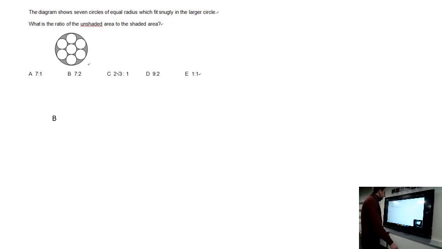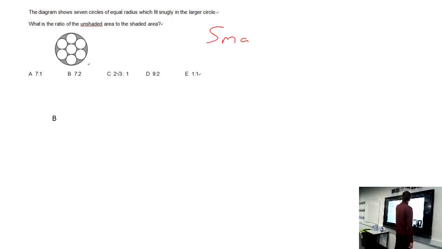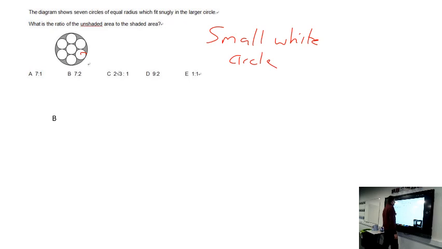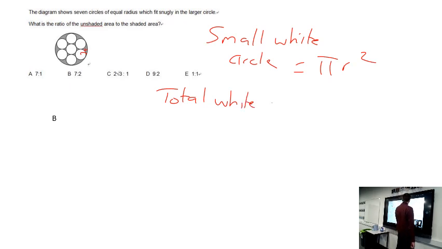Okay, so let's find the area of the small white circle. We have radius r, so the area is equal to pi times the radius squared, so it's going to be pi r squared. Okay, so total white circles. Since we have 7 circles, this is going to equal 7 pi r squared.